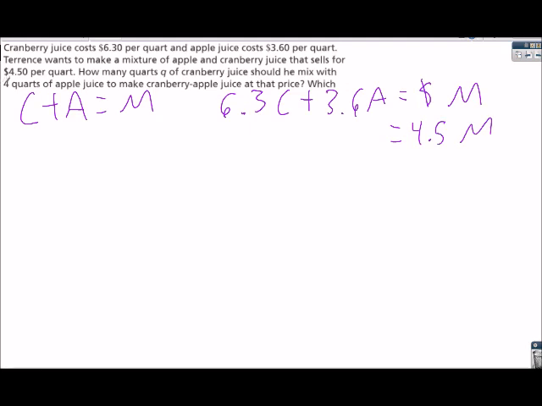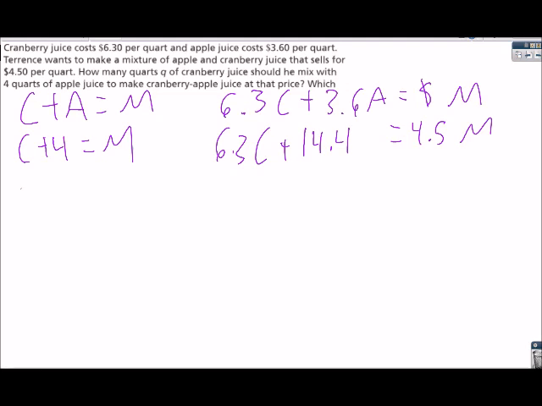And it says that we're already going to add 4 quarts of apple juice. So that means everywhere that there's an A, I already know it's going to be a 4. So some cranberry plus 4 quarts is going to equal our total mixture. And then 3.60 times 4 is 14.4. So we've already spent 14.4, and we have to figure out how much cranberry juice we're going to spend to get to this price. So same thing with the chemistry problem.